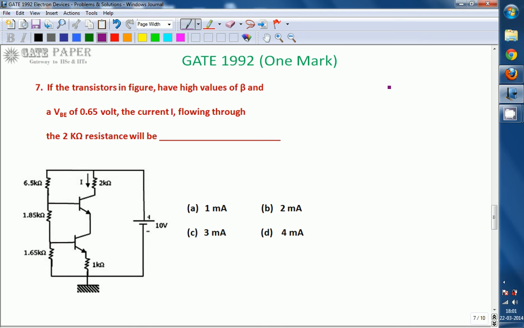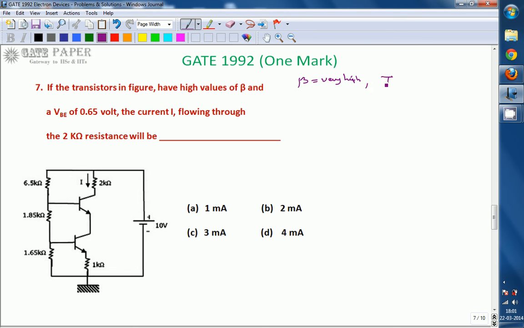So the answer for this one is A, 1 milliampere. We will see how to solve this one. What was given is nothing but a high value of beta. Remember that one. High value of beta. Beta is very high.